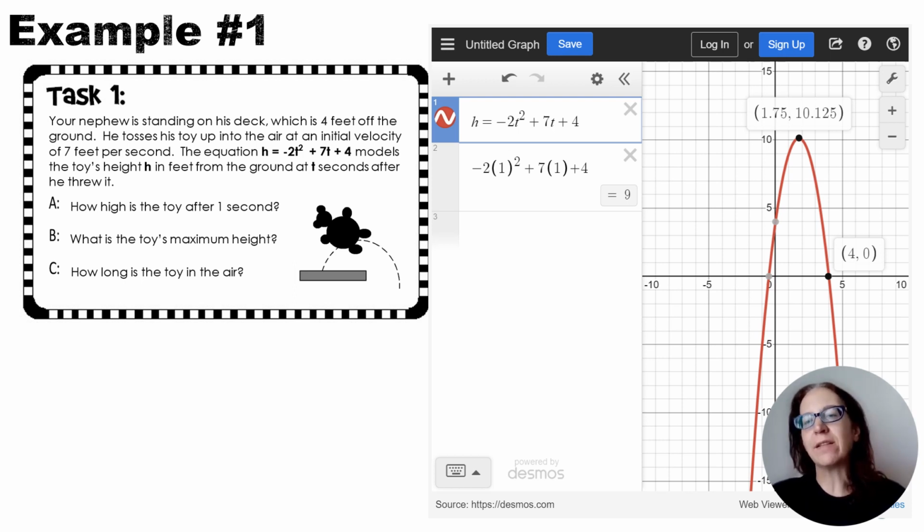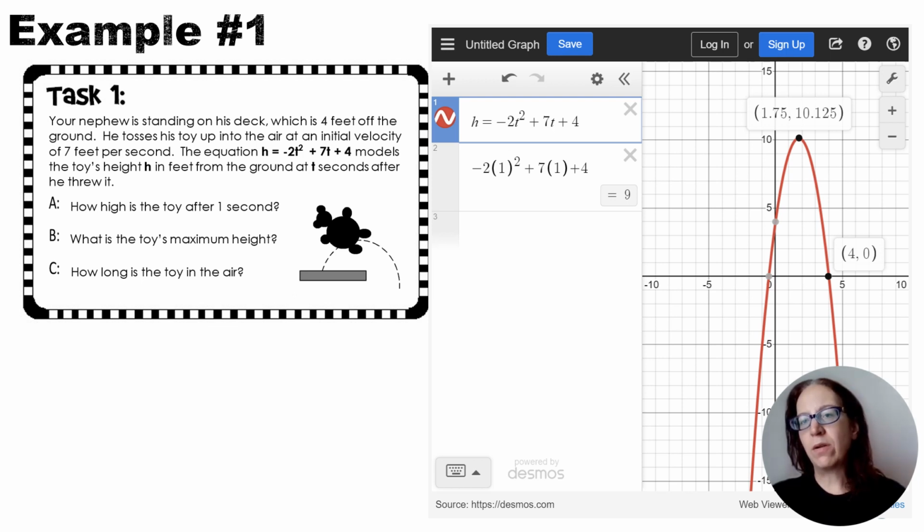Now you could do it this way. What I'm going to do is click on the graph here and slide this up, and oh, no, maybe I'm not. There we go. And I'm looking for where the X coordinate is 1. So now it's like half a second. So at half a second, it is 7 feet up.